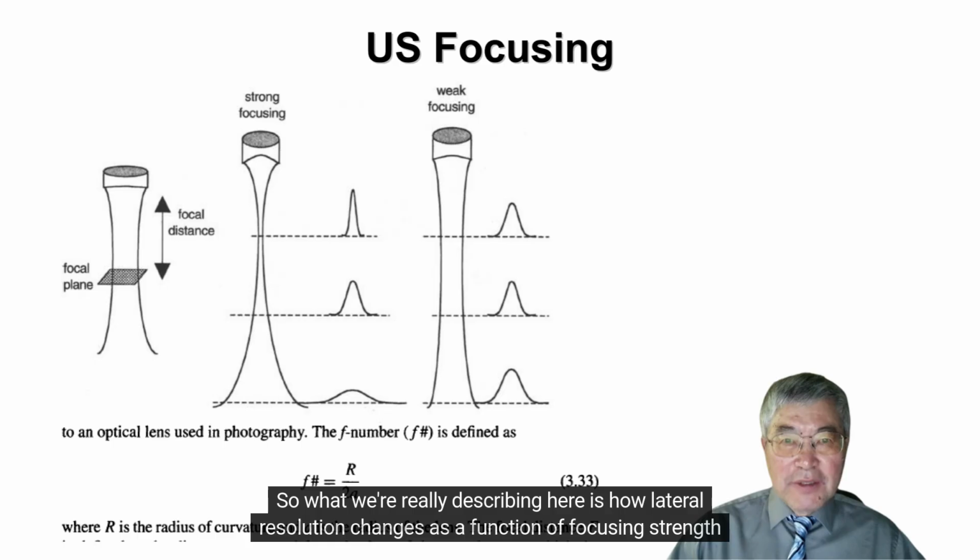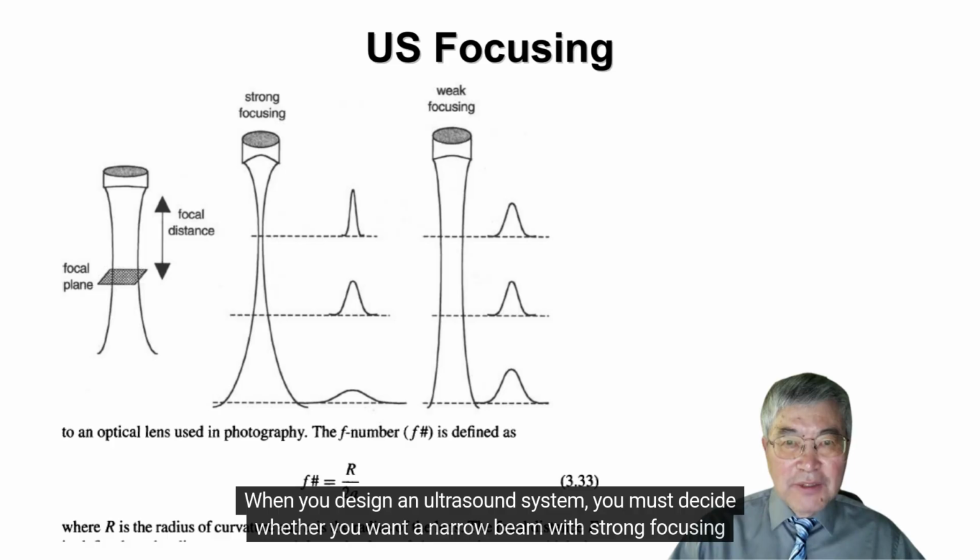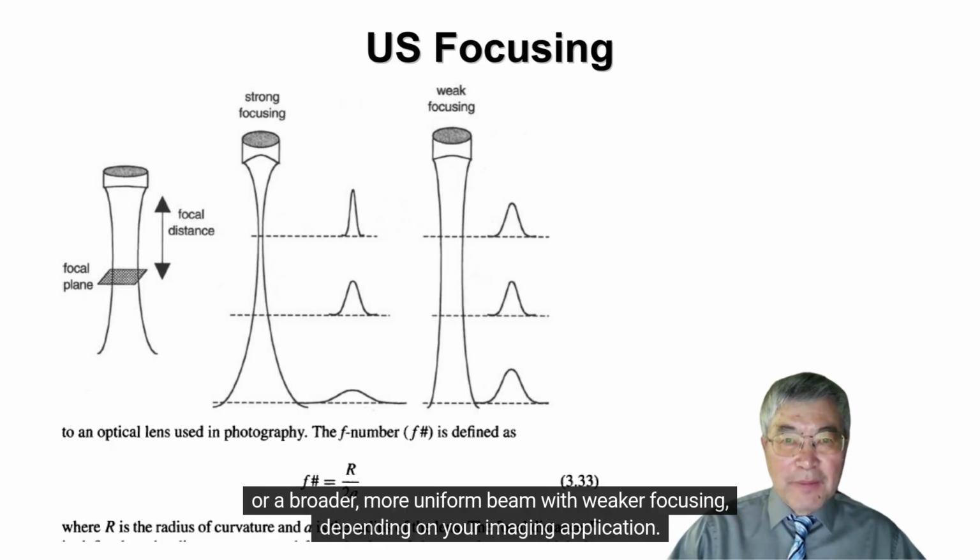So what we're really describing here is how lateral resolution changes as a function of focusing strength and imaging depth. When you design an ultrasound system, you must decide whether you want a narrow beam with strong focusing or a broader, more uniform beam with weaker focusing, depending on your imaging application.